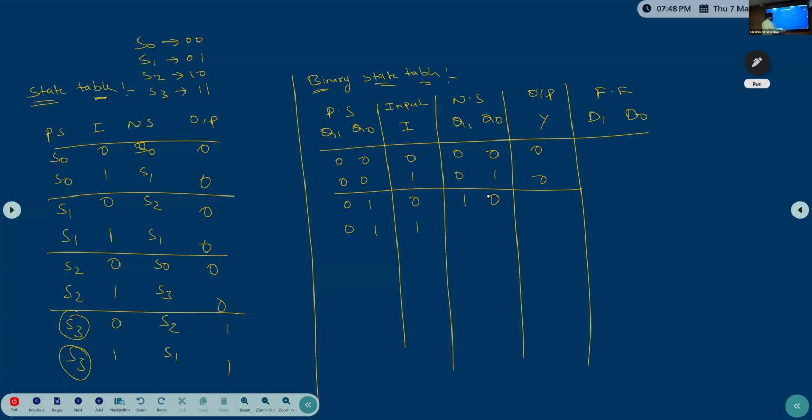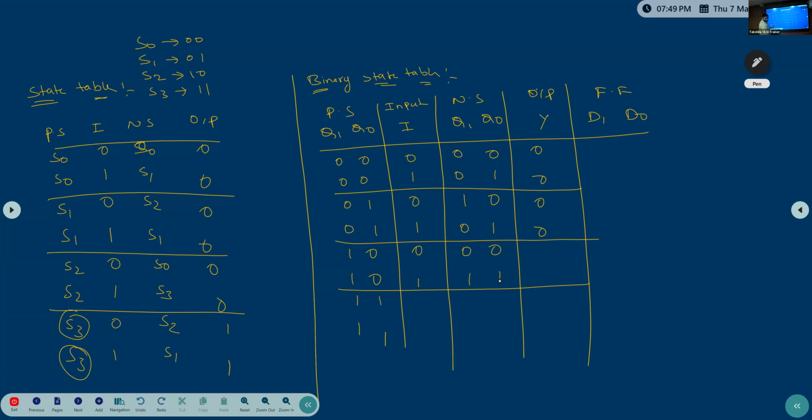Then S1 means 0, 1. Output is 0, 0 only. So then 1, 0. Then 1, 1. 0, 1. So now S2 is 0. S0 means 0, 0. So S2 is 1. S3 means 1, 1. So now S3 is 0.